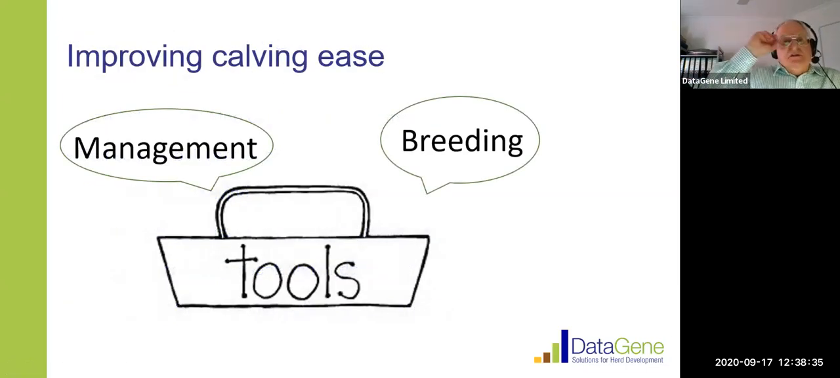So when we look at calving ease, we've really got the two baskets. The tools we have can be split into management, which is what we've done over time, but increasingly we've also got a toolbox that includes a lot of breeding tools. So things that we can do to improve calving ease and to reduce those other costs that we've just seen.